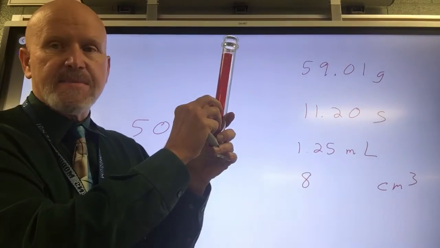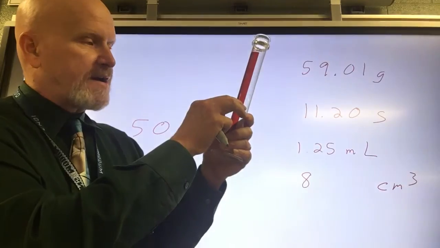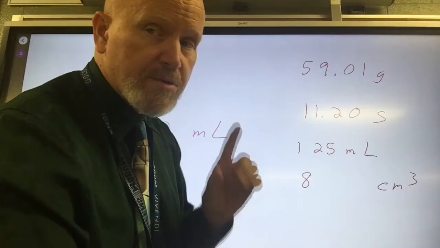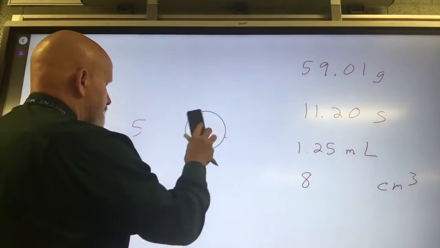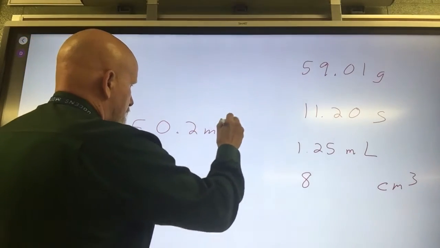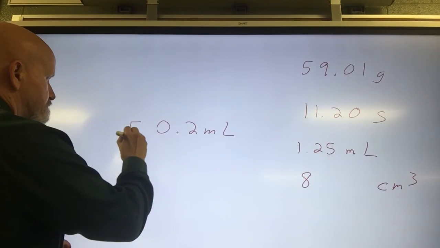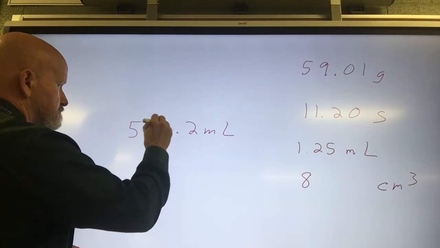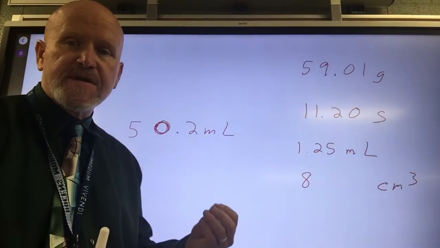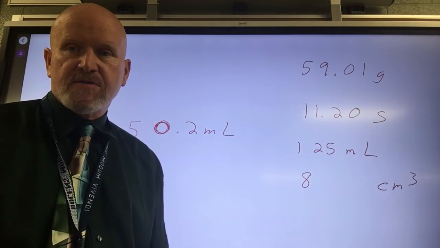You're supposed to estimate in between the smallest division of the scale. And I said, hey, take a better look at that. And you find out it's just past the 50, but not quite to the 51 mark. So what we should have said is that the value is 50.2, the last number being an estimate, milliliters of water.